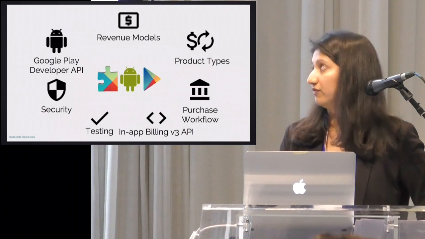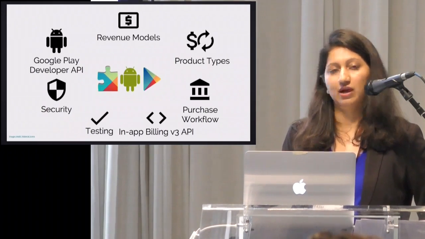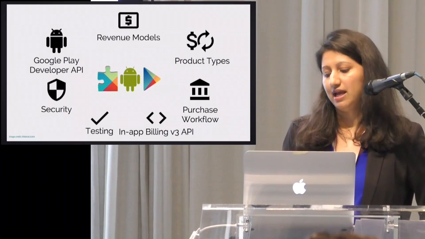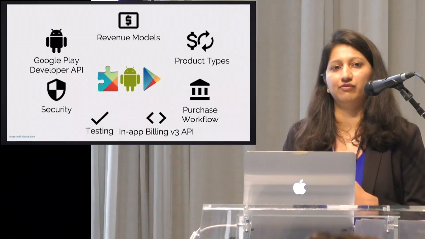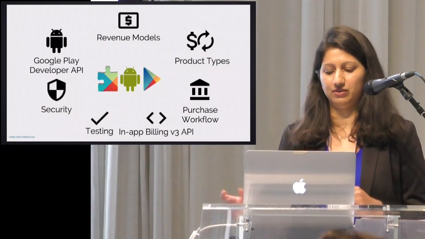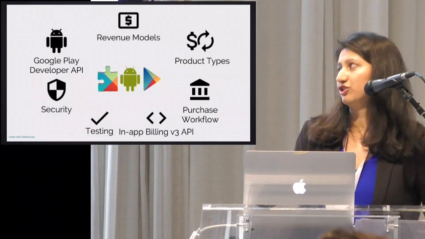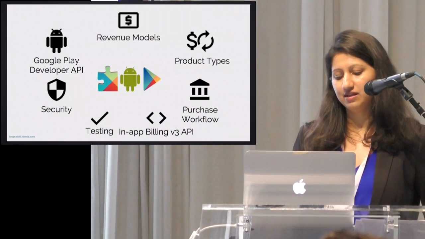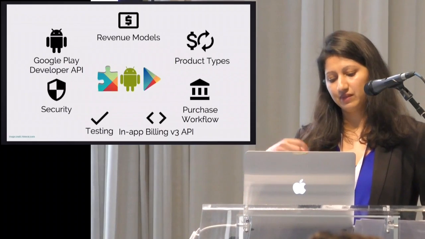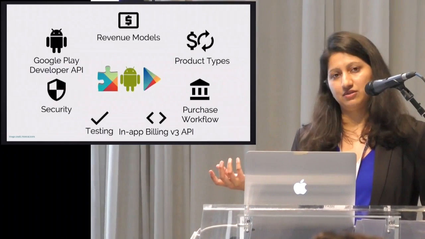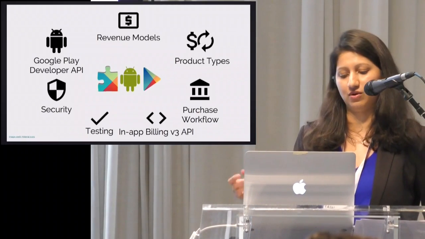You also have different kinds of product types. If you're going with a freemium model, you have 2 different kinds of product types. And the purchase workflow is just a general idea of what this looks like from the client side to the server side. We're going to make use of the in-app billing version 3 API on the client side, and we're going to talk about how you would go about testing it. Also, some best practices for security. And lastly, we're going to talk about implementing this on the server side.